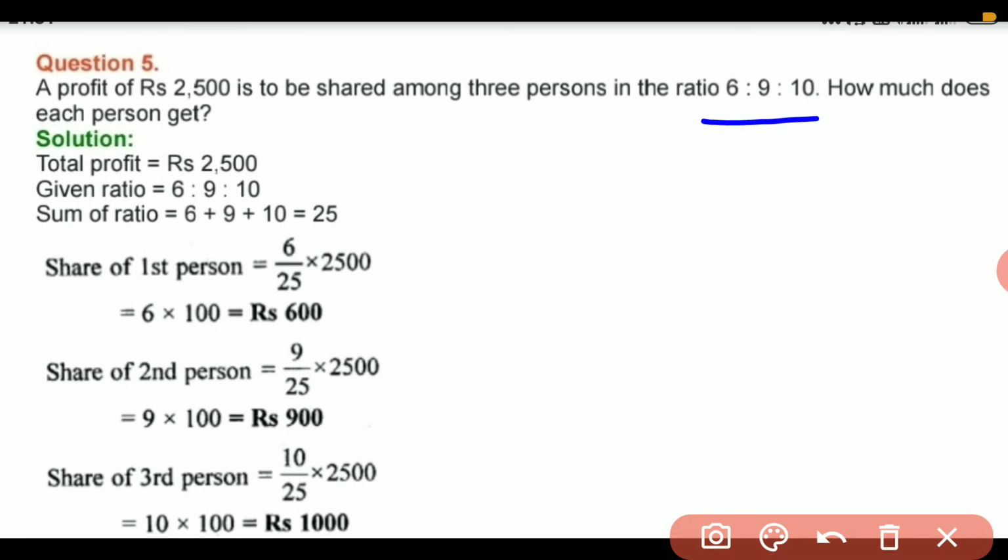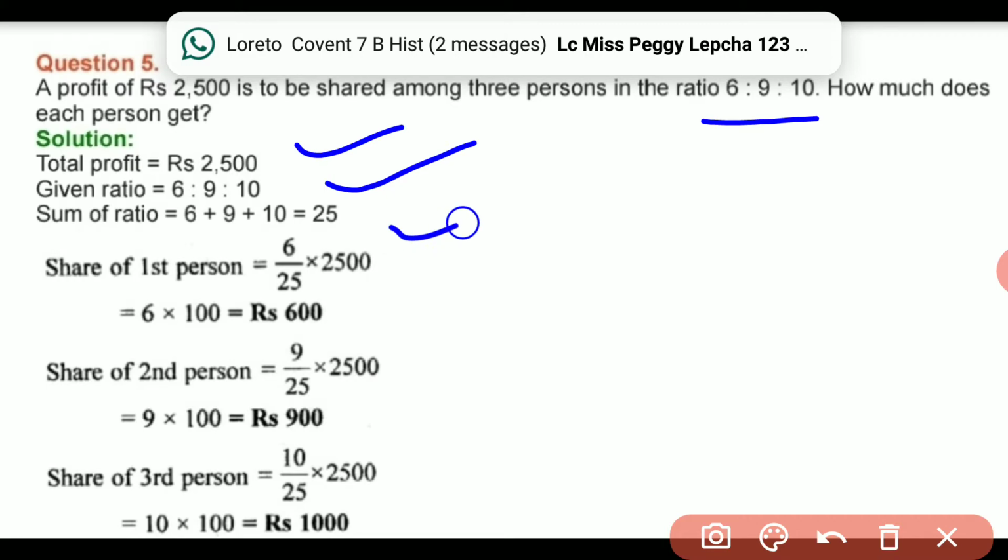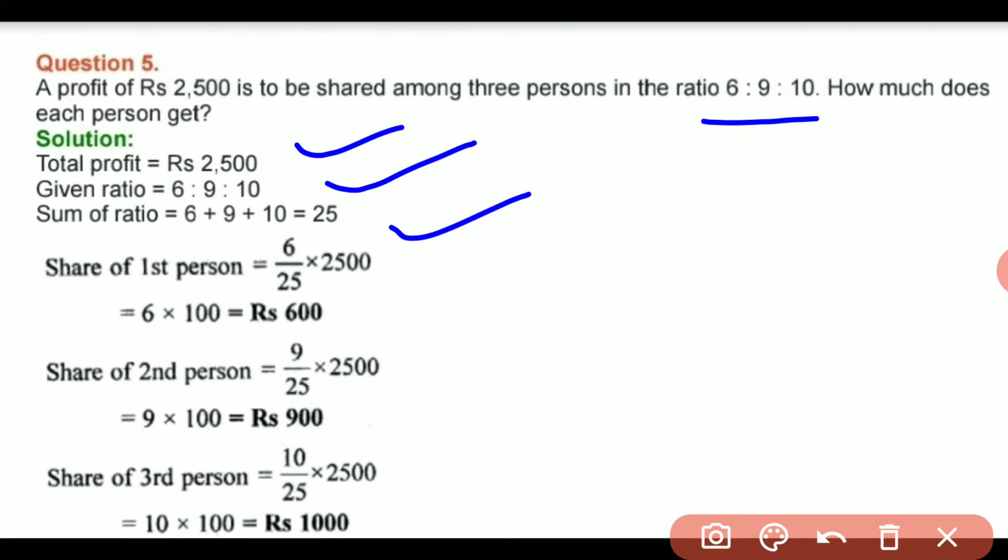So the given sum is 2,500, the given ratio is 6:9:10, and the sum of the ratio is 25. Now the first person's share will be 6 upon 25 into 2,500. I think this cancellation is quite easy, right? 25 1 times and 25 100 times. So 6 into 100 will give me 600 here.